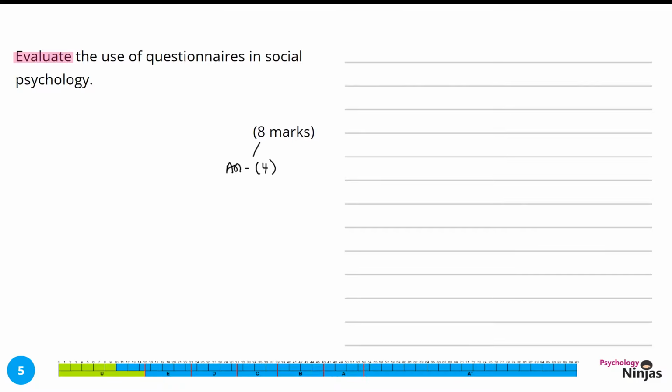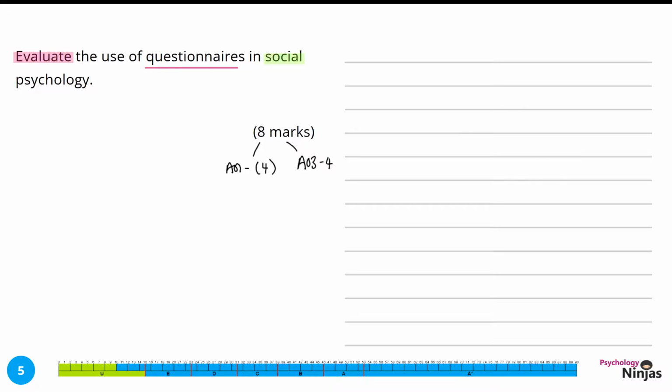Firstly, we have 4 marks for our knowledge. Our knowledge is of the nature of questionnaires. We also get marks for evaluation, giving strengths and weaknesses about the nature of questionnaires, and that's our other 4 marks. However, we need to make links back to social psychology and the behaviours that we've studied in social psychology, primarily obedience and prejudice. We're going to start with our explanation, or our AO1.